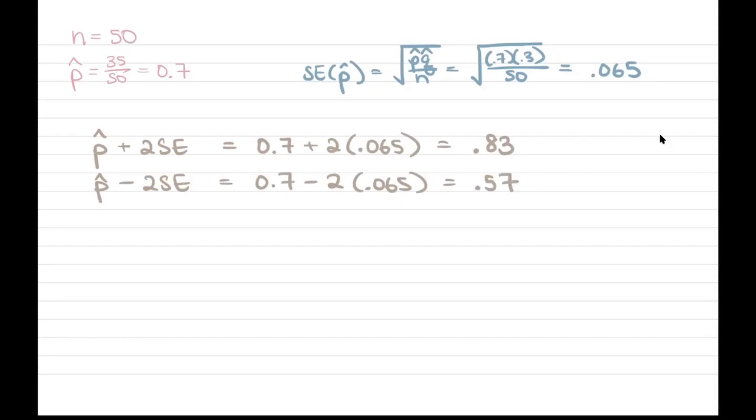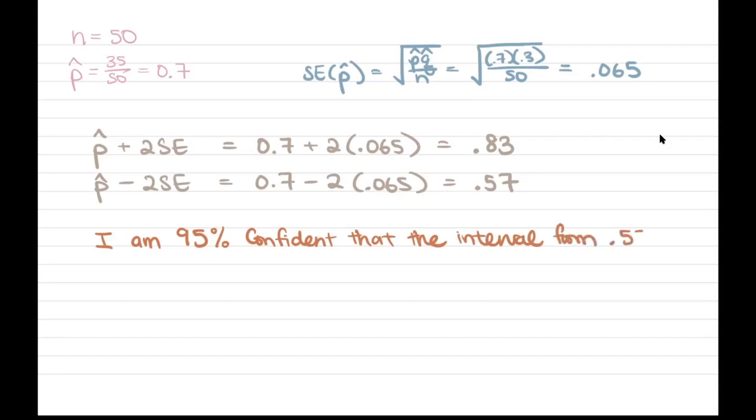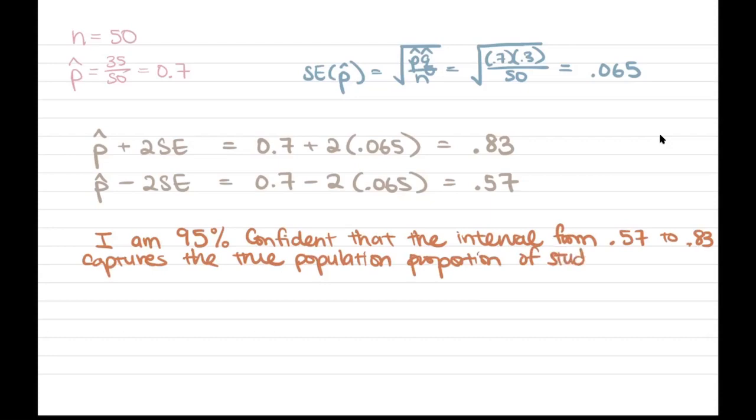All right, so, well, what does all this mean? Okay, so this tells me that I am 95% confident that the interval from 0.57 to 0.83 captures the true population proportion of, let me look at the problem, of students registered to vote.